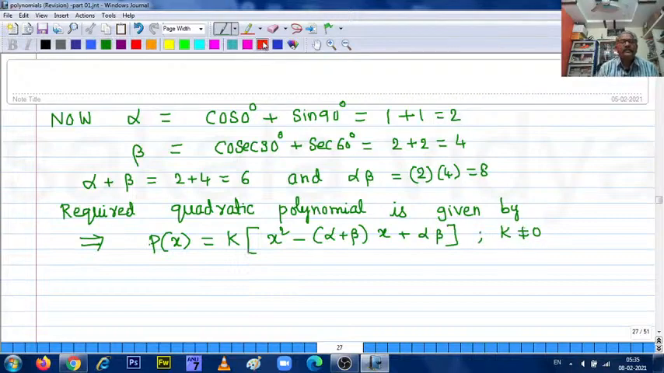Now here, instead of alpha plus beta, 6, alpha beta, 8. Here alpha plus beta is 6, substitute. Alpha beta is equal to 8.